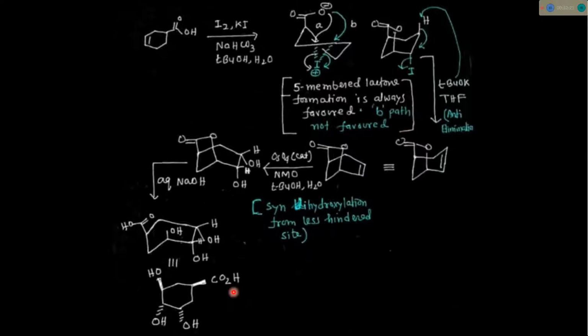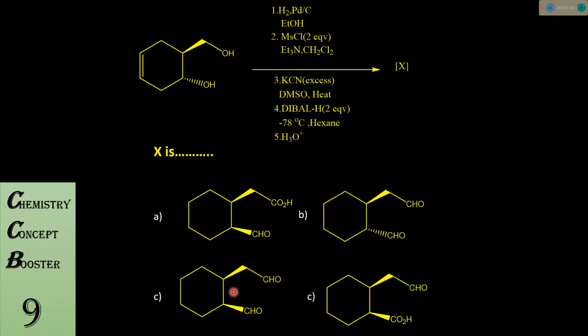I think you all understand the mechanism. So let's move to the next question. This is chemistry concept booster 9. This is also a 1,2,3 diol in a substituted cyclohexene. These are the reagents: palladium carbon, MsCl, KCN in DMSO, and so on. These are the options, and this is the starting material.